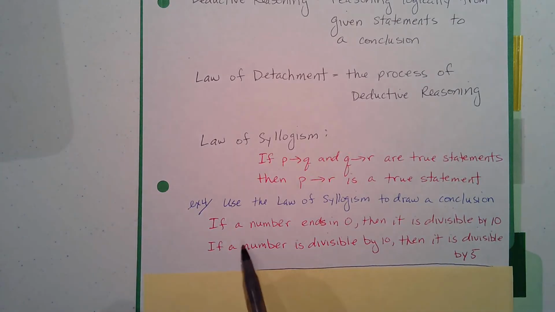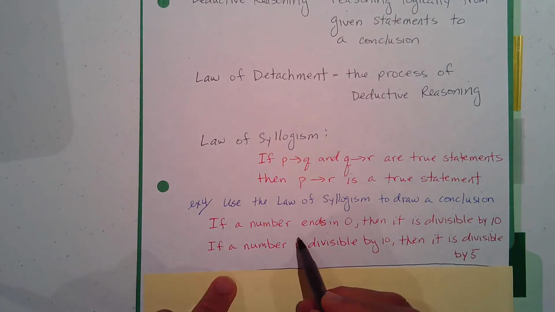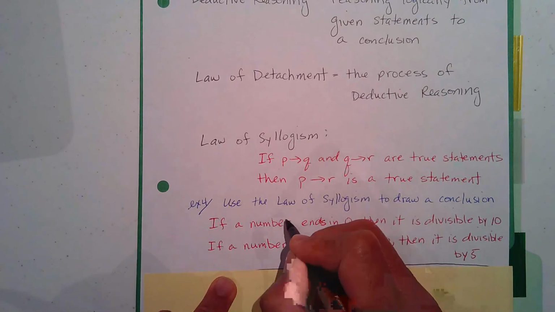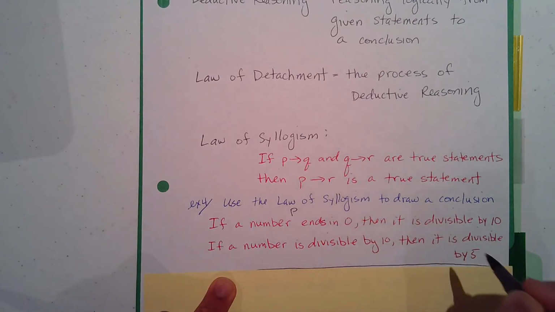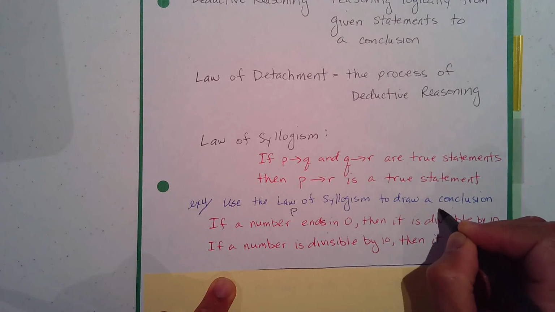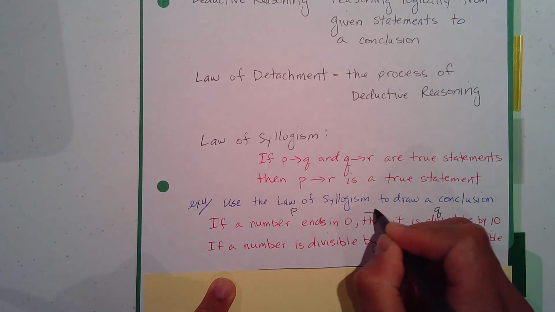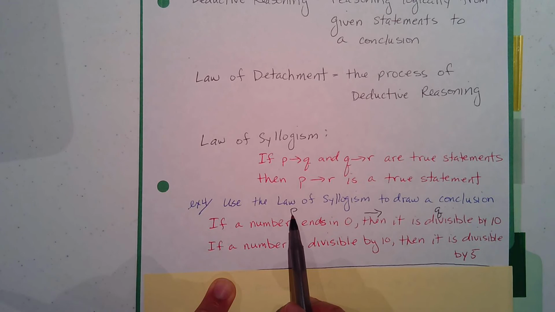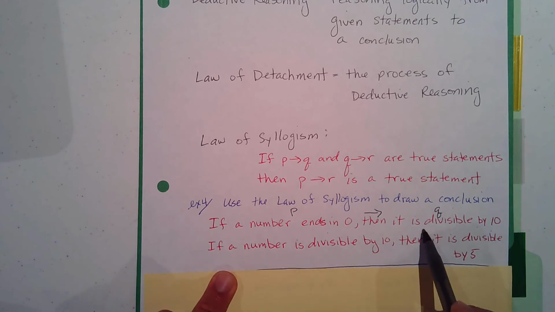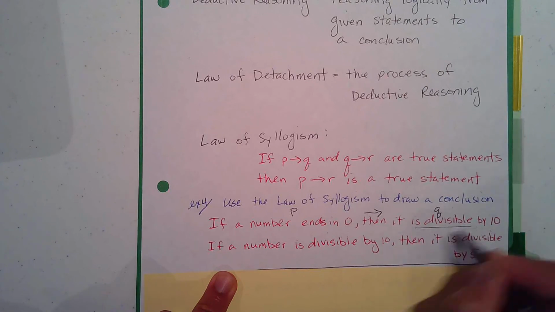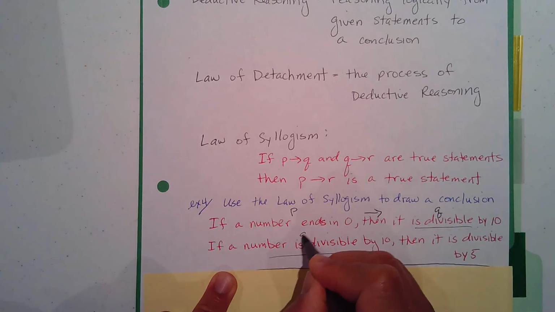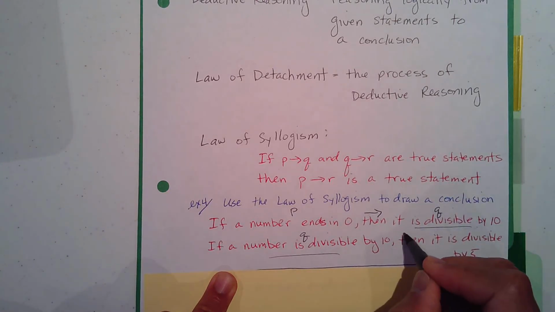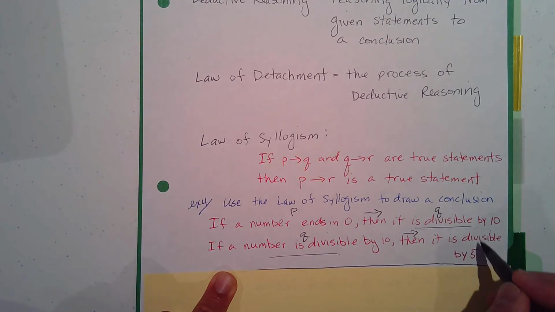So what I want you to notice is, consider this your P, consider this your Q. If P, then Q. Now, if a number is divisible by 10, well, this statement is the same as this statement. So this is now your Q, and this is now your R.